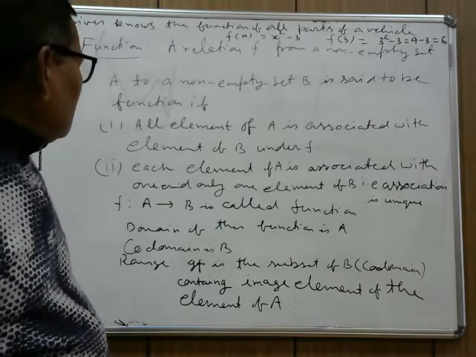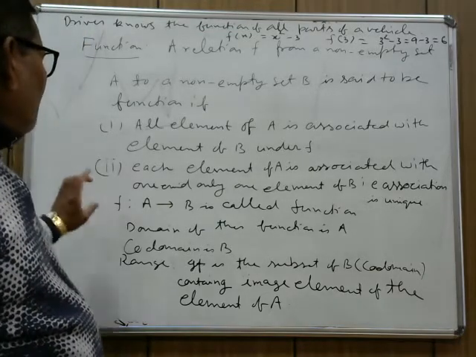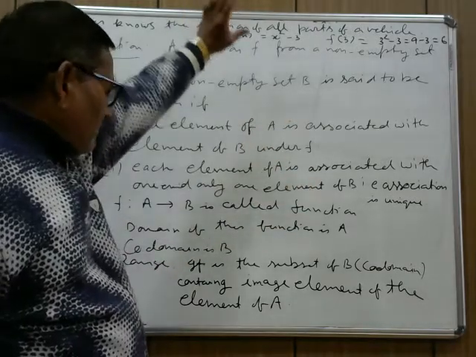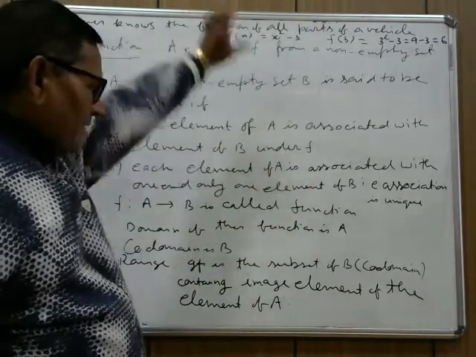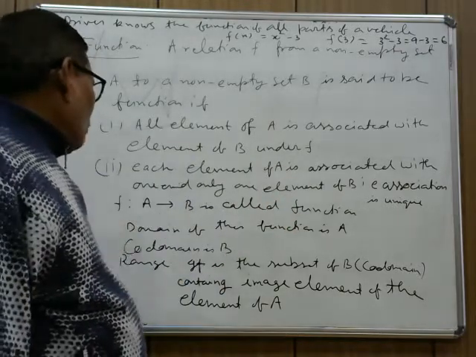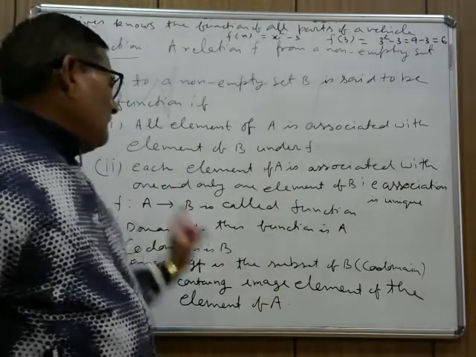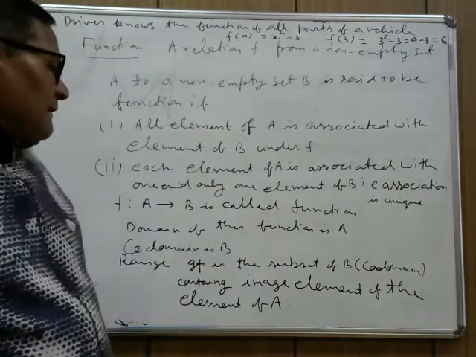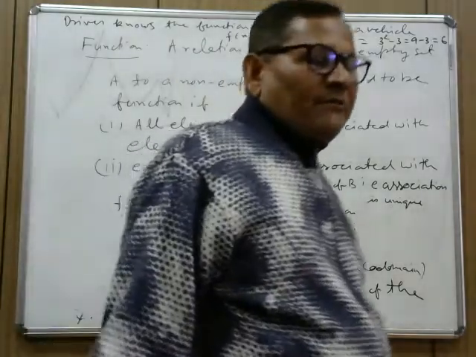That is, the association is unique. In brief, you can say that F from A to B is called a function by satisfying the above conditions. The domain of this function is A, the codomain is B, and the range is defined as the subset of B, the codomain, containing the image elements of the elements of A.